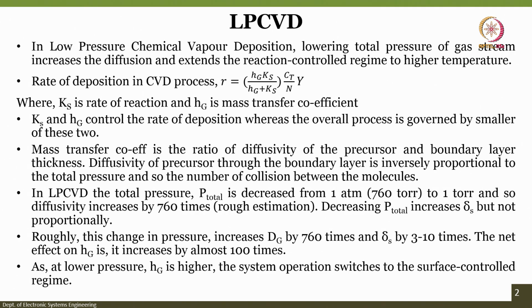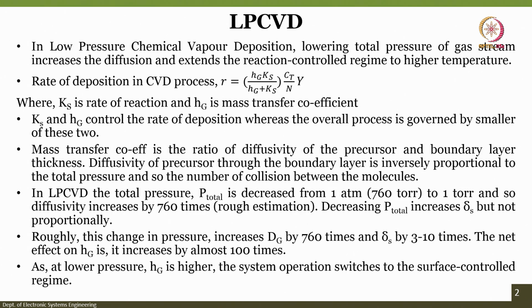Mass transfer coefficient, now what is Hg, right. Let us see the definition: it is the ratio of diffusivity of the precursor and boundary layer thickness. The diffusivity of the precursor through the boundary layer is inversely proportional to total pressure, that is, the number of collisions between the molecules. While in LPCVD, P total is decreased from 1 atmosphere, which is 760 torr, to 1 torr, and so the diffusivity increases by 760 times, correct.